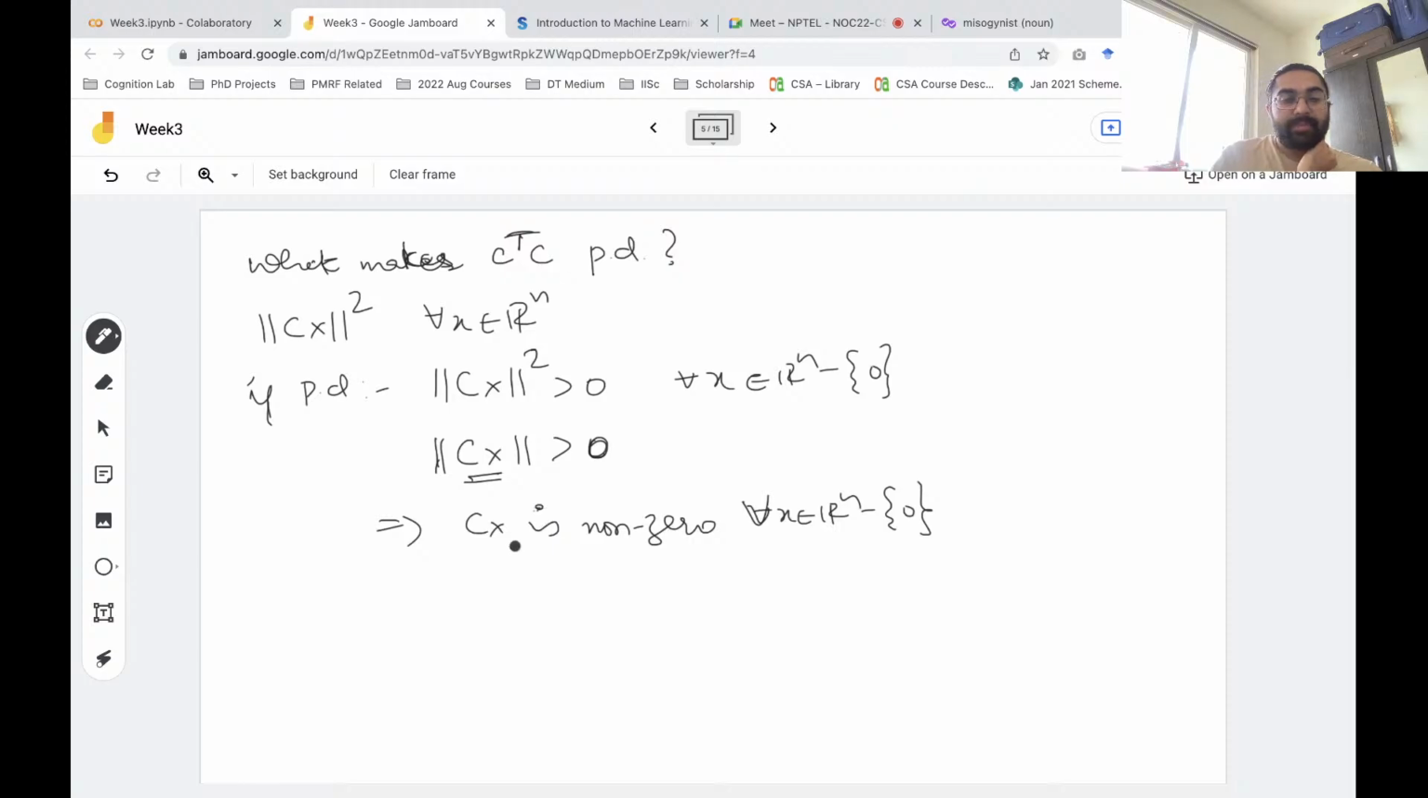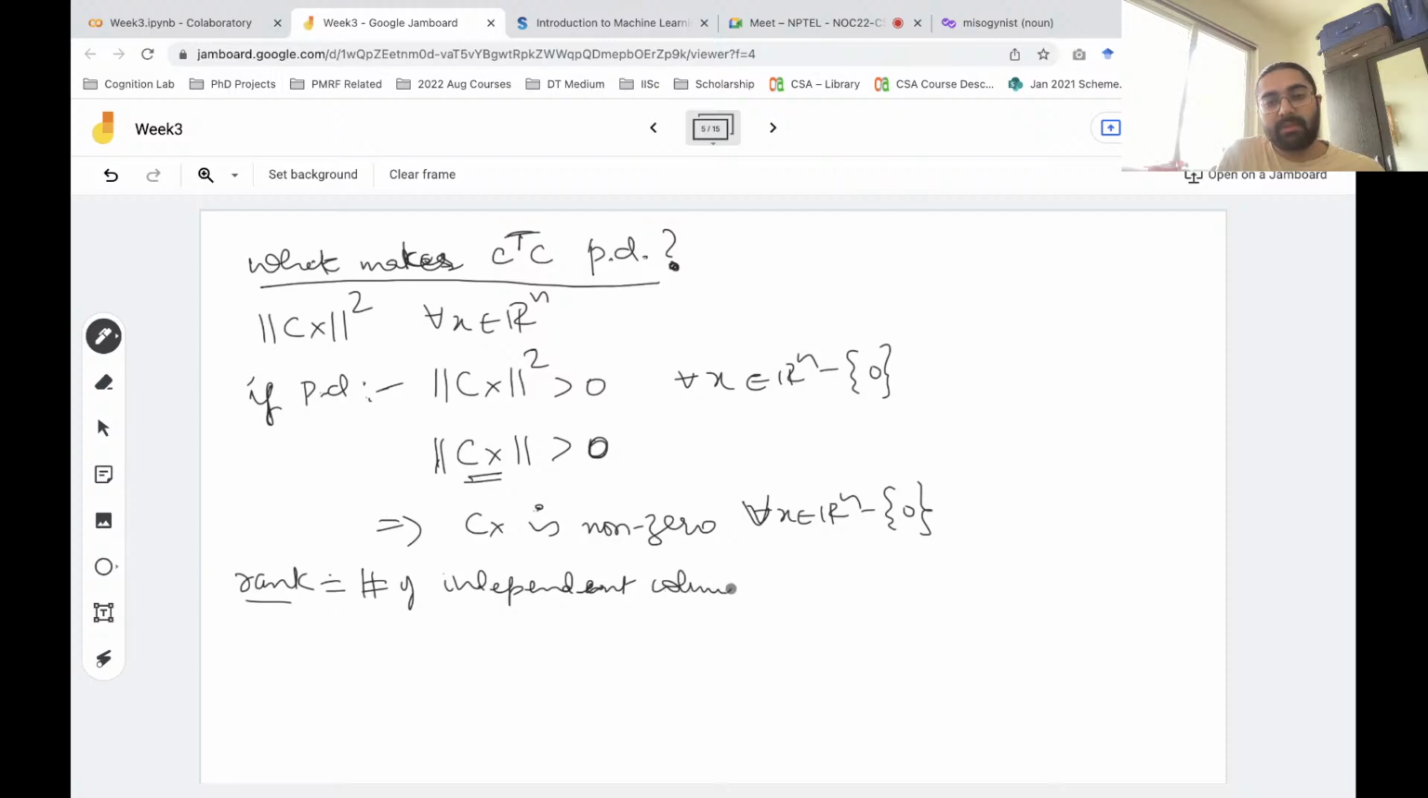Okay. Now, how many of you know the idea of rank? What is rank? No idea. No, sir. Okay. So rank is basically the number of independent columns of a matrix.